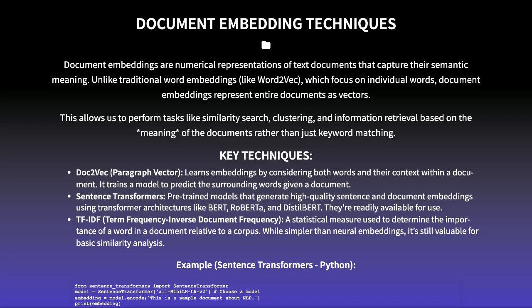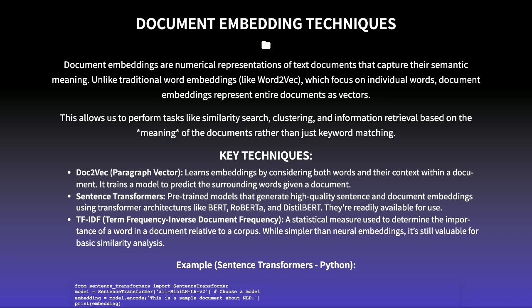Okay, let's dive into document embeddings. Basically, these are numerical representations of entire text documents, like a whole article or a long email, that capture the meaning behind them. Think of it as translating words into numbers so computers can understand relationships between documents instead of just looking for keywords.